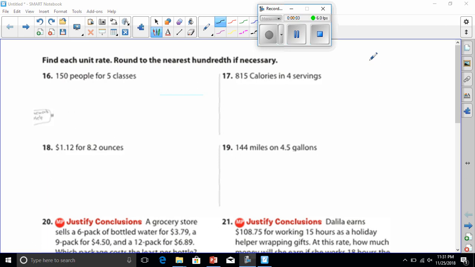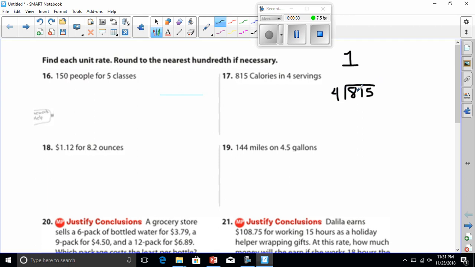Let's go ahead and start with the odds for unit rates. It says find each unit rate, round to the nearest hundredth if necessary. Number 17 says we've got 815 calories in 4 servings. Remember, with unit rates, we always want to find out how many 1 is. So this is going to be how many calories are in 1 serving. We'll have to divide 815 by 4 to know how many is in 1.